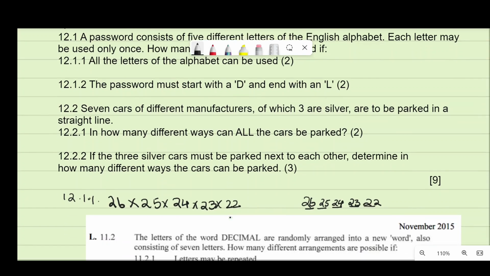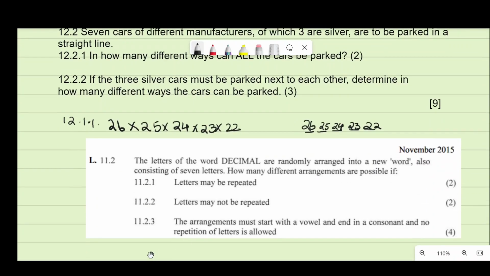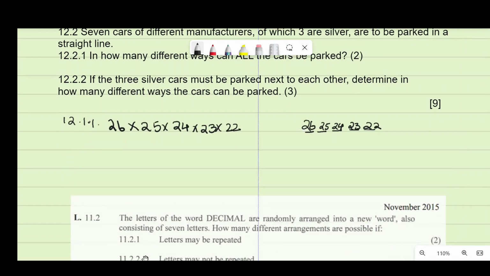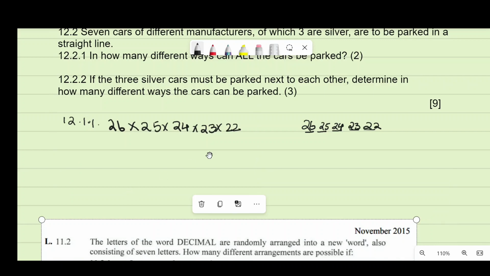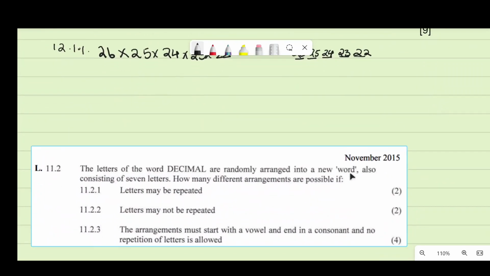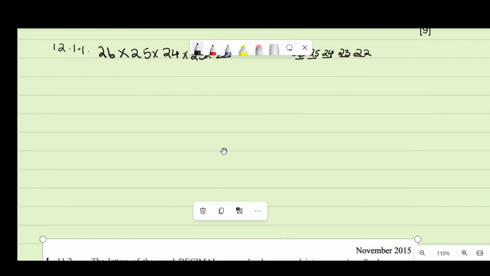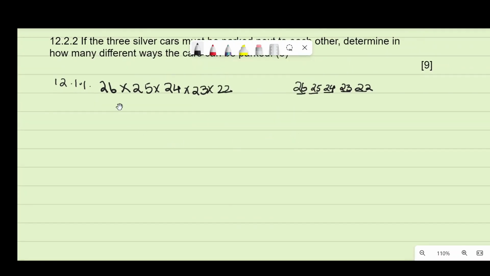Don't forget to write an answer. Okay, I don't have space here. Let me move this down. Okay, what is going to be the answer here? You put this in the calculator and write the answer. I think I wrote an answer here which is 7 893 600. Don't forget to write the final answer always using the calculator. Let's go to the second question now.